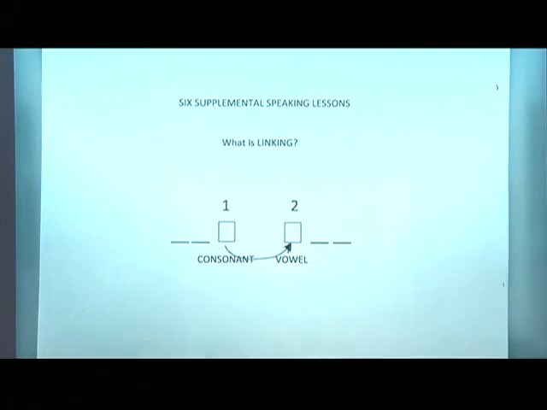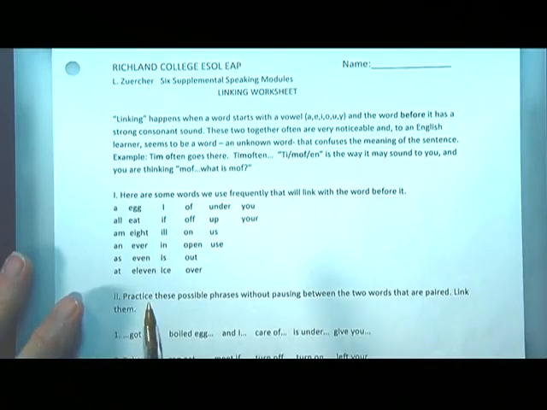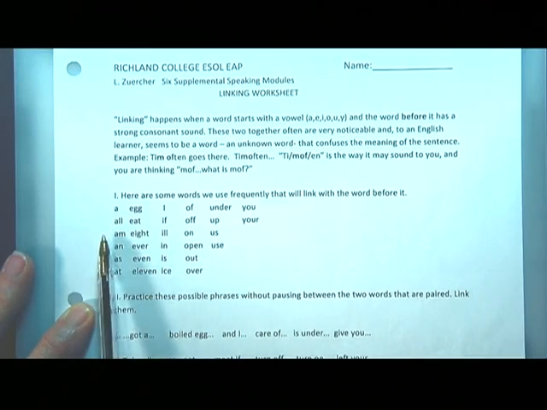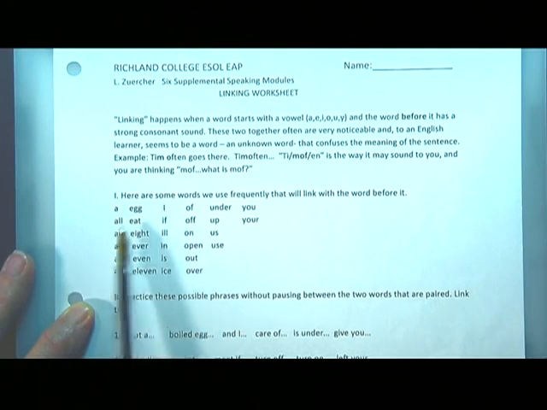Let's look at the worksheet you'll be given in class. This is the worksheet. Linking happens when a word starts with a vowel and the word before it has a strong consonant sound. These 2 together often are very noticeable, and to an English learner seems to be a word, an unknown word, that confuses the meaning of the sentence. Example, Tim often goes there. Tim often. Tim-muffin. The way it may sound to you, and you're thinking moth. What is moth?